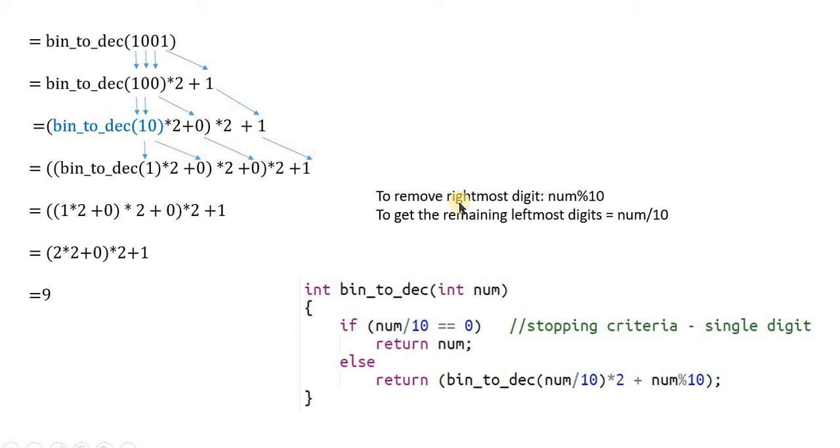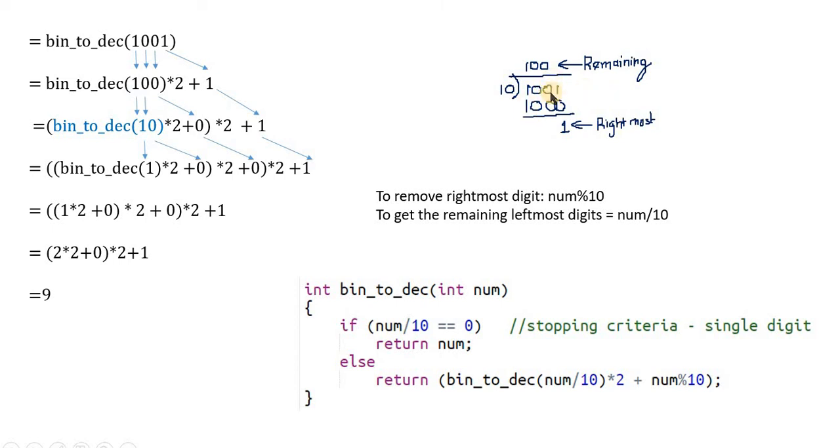In order to get the rightmost digit, the logic I am using is number mod 10. And to get the remaining leftmost digits, I am using number divided by 10. For example, if I consider the number 1001, 1001 divided by 10, 10 into 100 equals 1000, so the remainder is 1. To get the rightmost digit, I have to perform the mod operation. I have to get the remainder of dividing the number by 10. So num mod 10 will give me the rightmost digit.